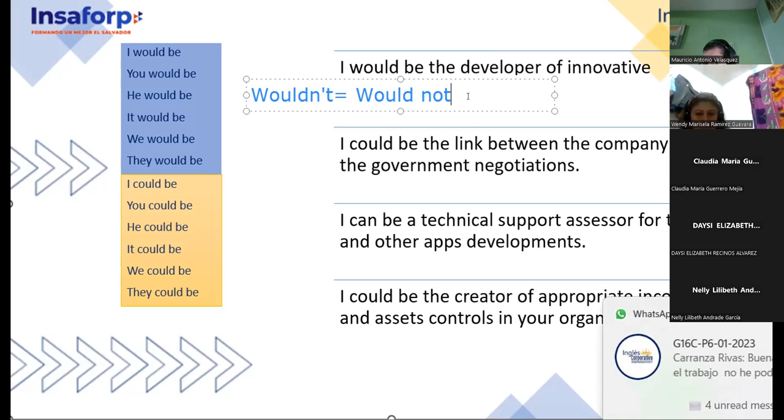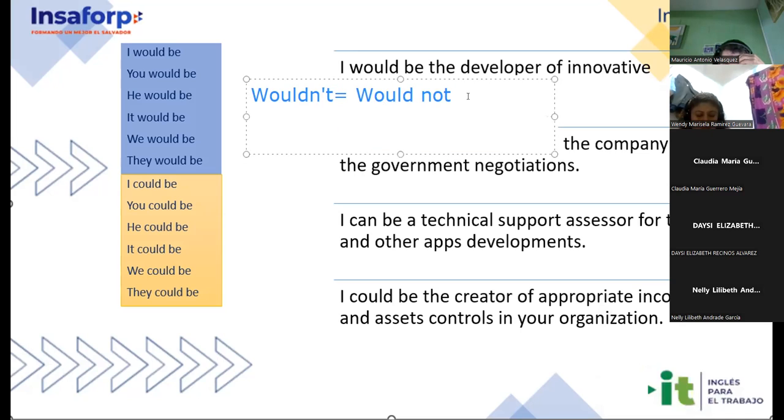What is the negative form of could? Couldn't. Yes. Couldn't. And this means could not. There you go. So we have I couldn't be, you couldn't be, he couldn't be, it couldn't be, she couldn't be, we couldn't be, they couldn't be. Okay.